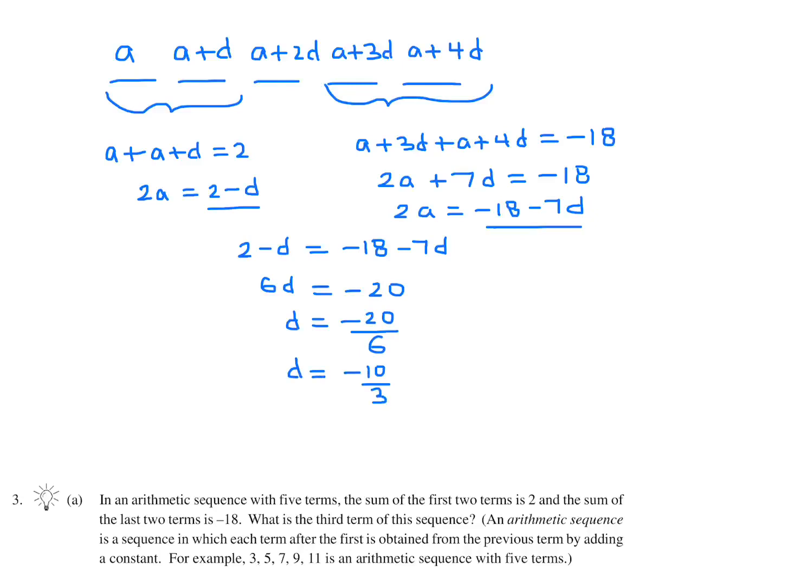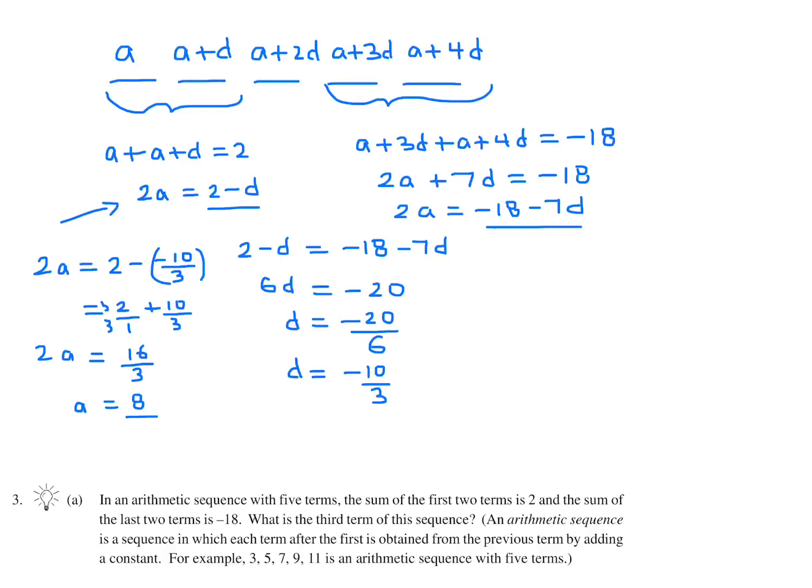All right, we can now plug it back into here to get our value for a. 2a is equal to 2 minus d, which is minus negative 10 over 3. Correct? And then this becomes 2 plus 10 over 3. If you want to add this, get a common denominator, and we'll get 16 over 3 is equal to 2a, and therefore a is equal to 8 over 3. There you go. You got 8 over 3 for a and negative 10 over 3 for d.